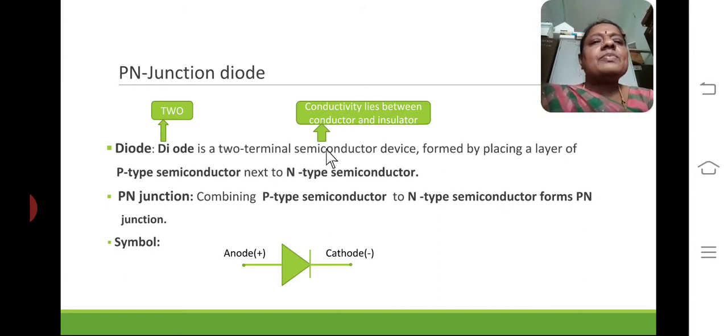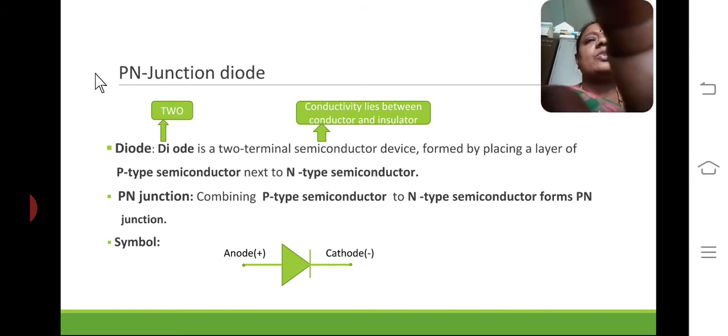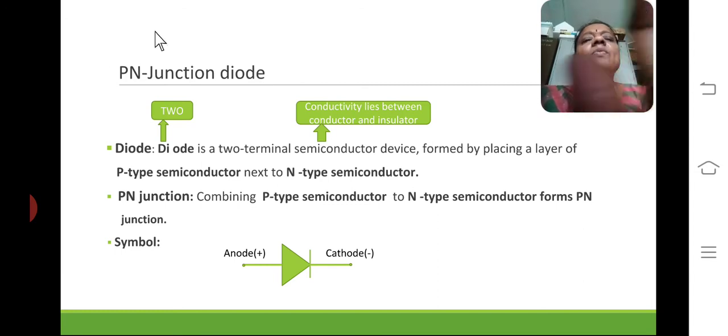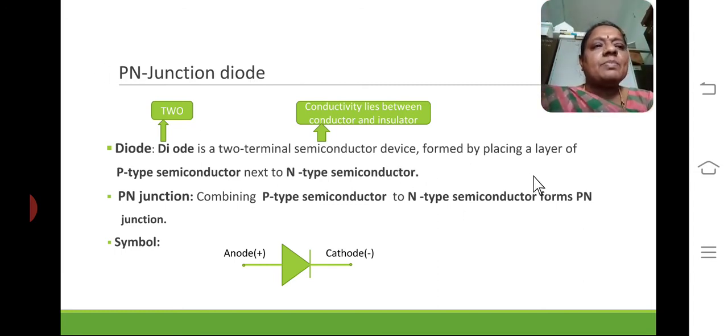Next, this two-terminal semiconductor device is called the PN junction diode. Why is it called the PN junction diode? Because it is formed by placing a layer of p-type semiconductor next to the n-type semiconductor. That means we are using two semiconductor materials, p-type and n-type, to form the PN junction diode. That is why its name is the PN junction semiconductor diode.